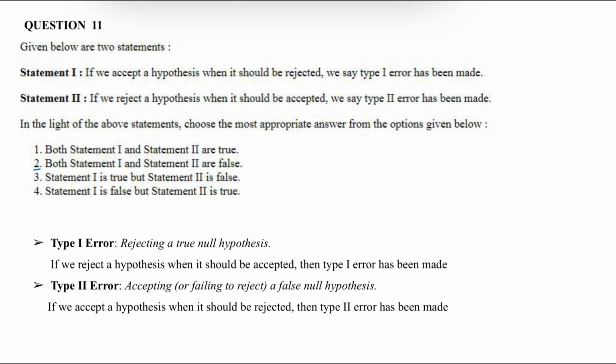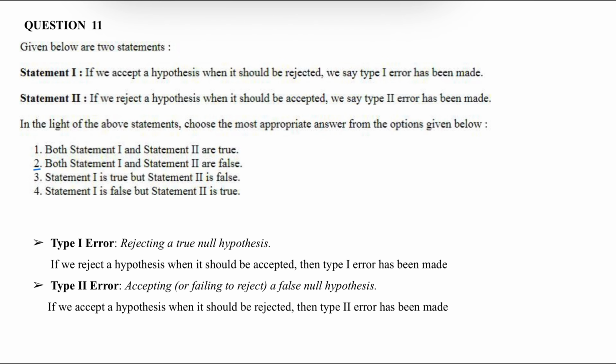Given below are two statements. Statement 1. If we accept a hypothesis when it should be rejected, we say type 1 error has been made. Statement 2. If we reject a hypothesis when it should be accepted, we say type 2 error has been made. In the light of the above statements, choose the most appropriate answer from the options given below. So statement 1 is incorrect.